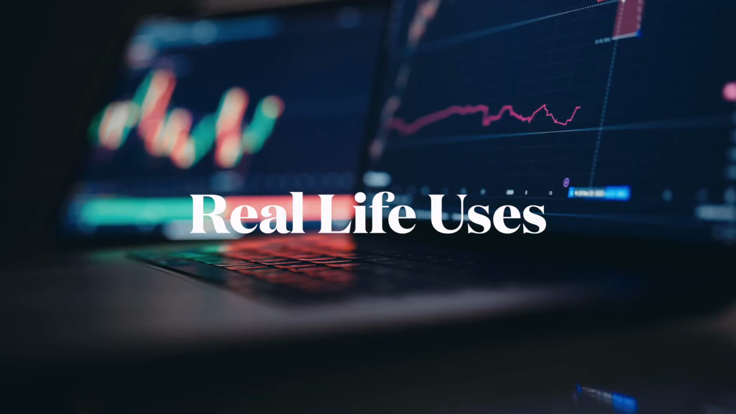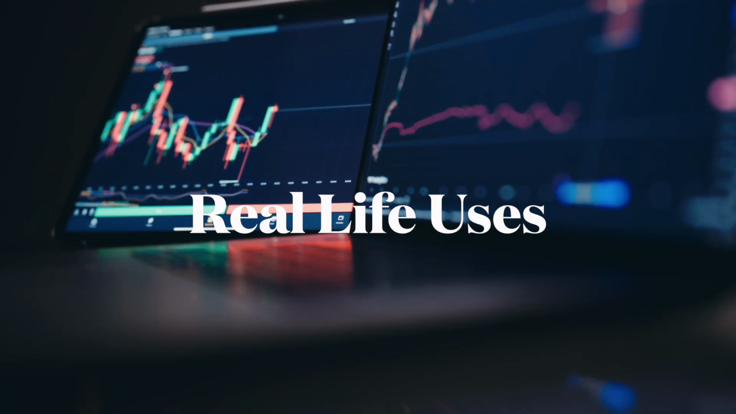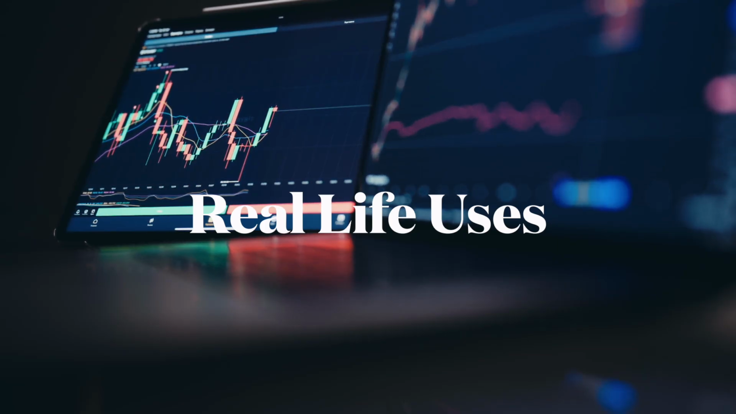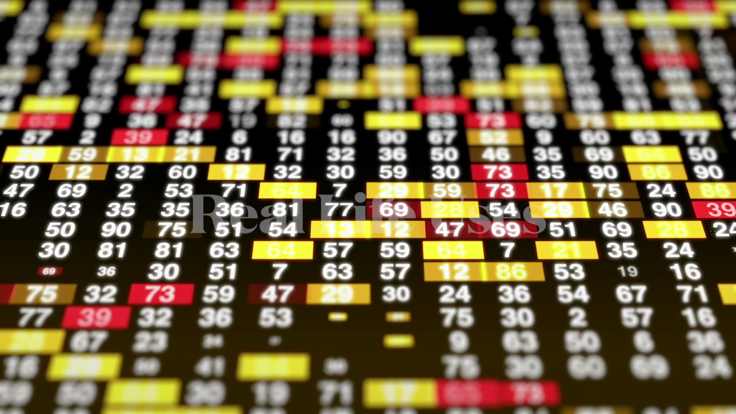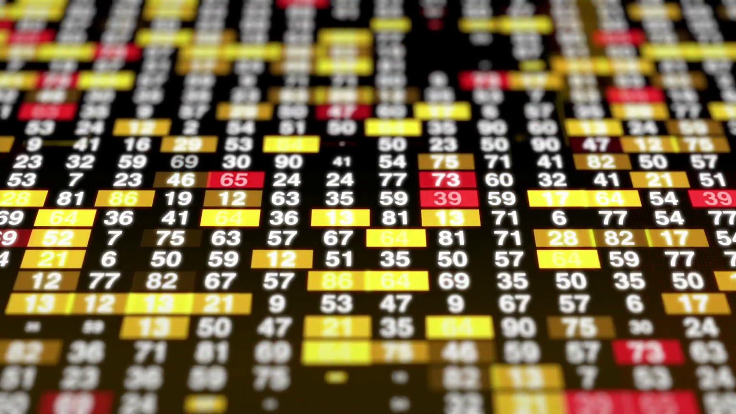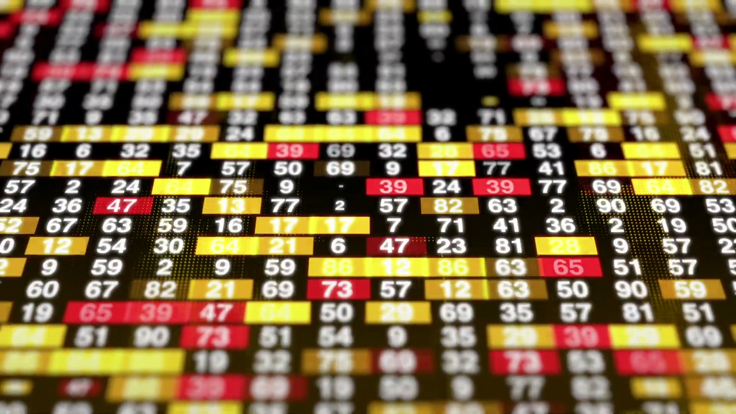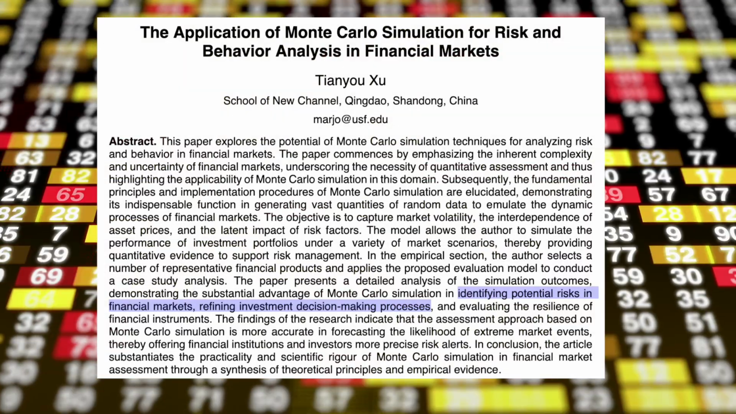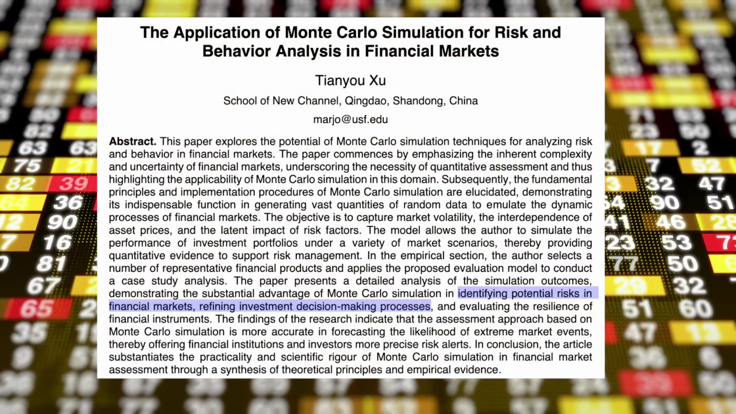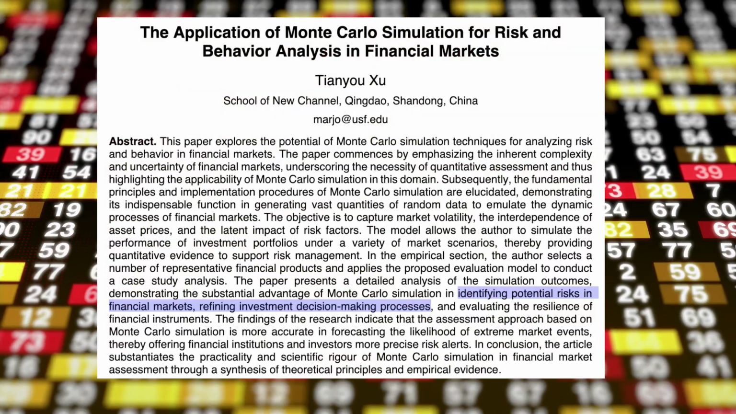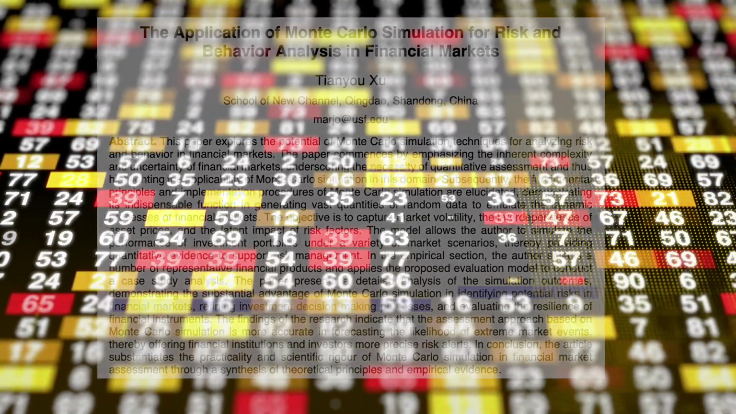But how can the Monte Carlo simulation apply beyond the neon lights of its namesake? Well, it finds many real-life applications in the following fields. First, and most relevant to today's video, is its application in finance, the realm of gambling for people who can pronounce tranche, with uses in areas such as risk assessment and optimizing trading strategies.